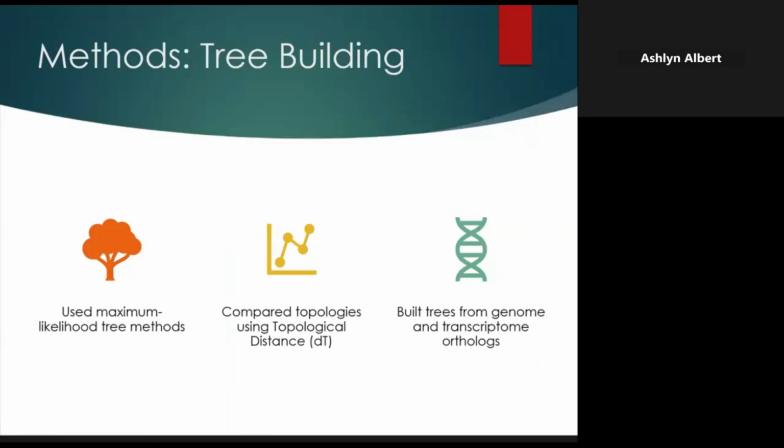Once orthologs were identified, they used maximum likelihood methods to build trees, a standard approach in phylogenetics. They compared the resulting phylogenomic, PG trees, with phylotranscriptomic, PT trees, using a metric called topological distance, which measures how similar the tree structures are.